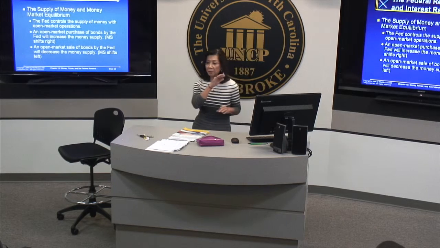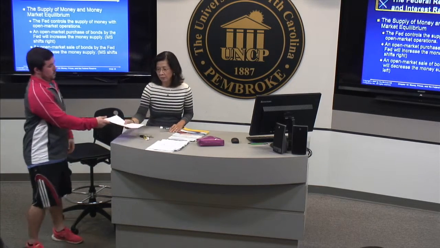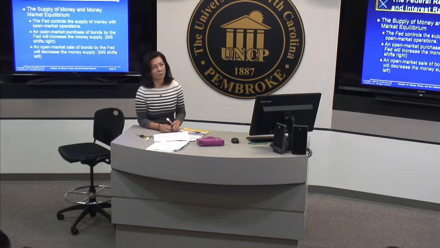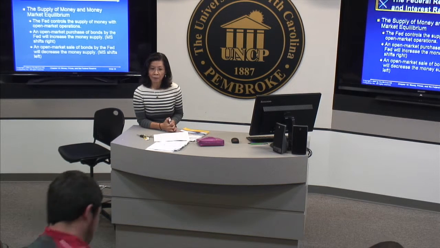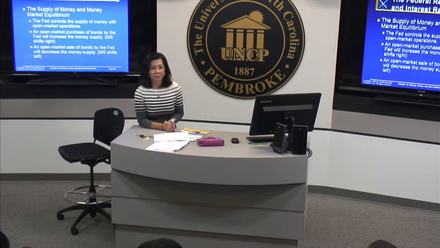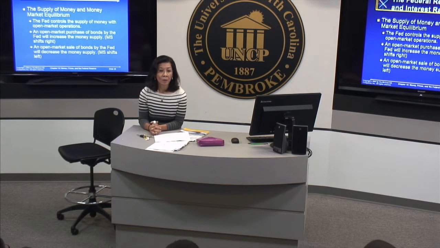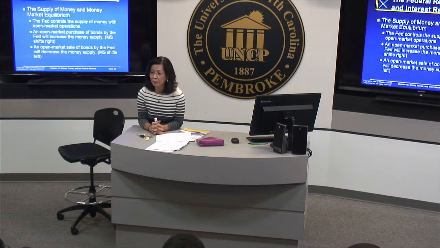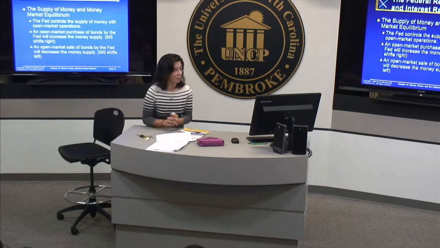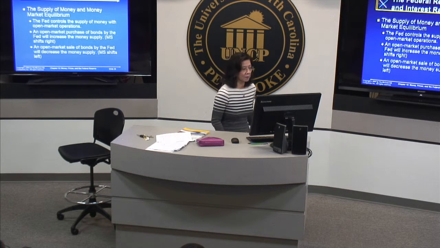I think I wrote down three methods of the Federal Reserve Bank controlling the money supply. So what are they? Tell me. OMO, open market operation, is one. What's the second one? Discount rate. What's the third, last one? The reserve ratio. Okay, this is what we're going to talk about today.